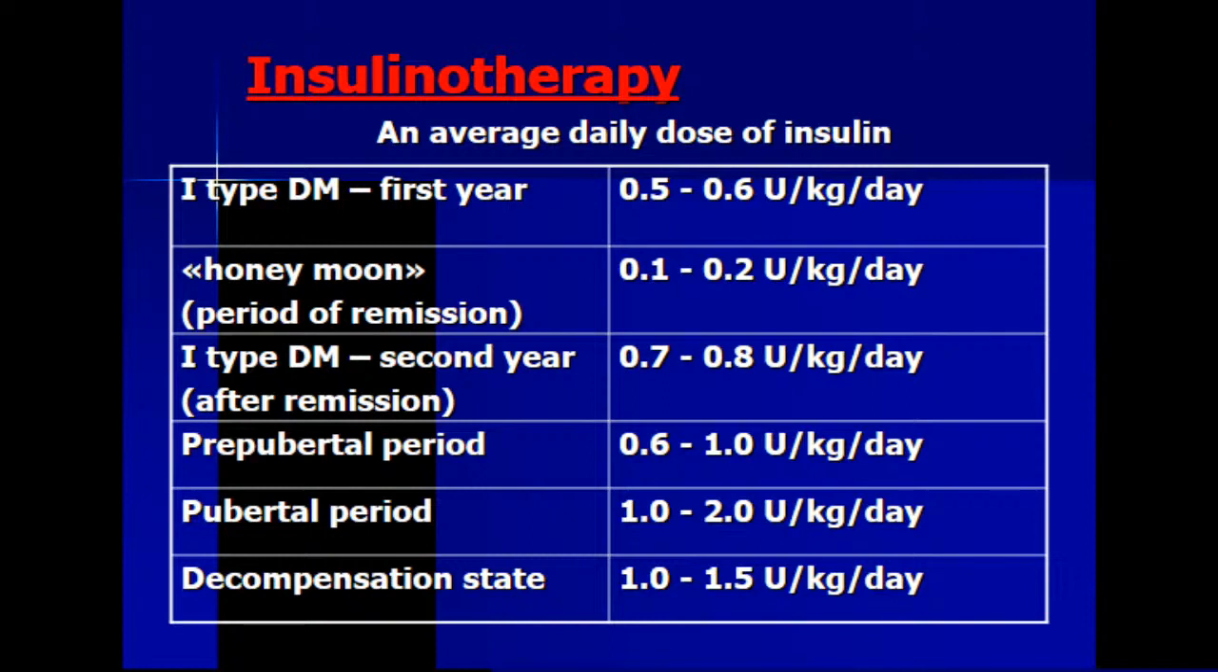Second year, after the period of remission, the dose of insulin increases again up to 0.7-0.8 unit per kg per day. Pre-pubertal period, 0.6 up to 1 unit per kg per day. Pubertal period, 1 to 2 units per kg per day. And in the decompensation stage, when ketoacidosis develops, the daily dose of insulin is around 1 to 1.5 units per kg per day. Keep this information in your memory, please.